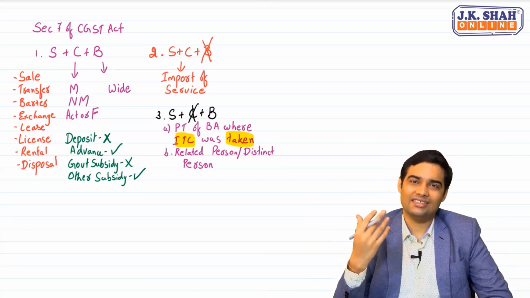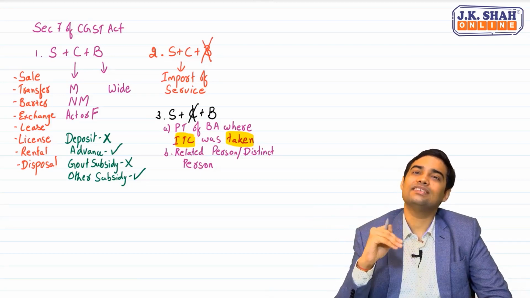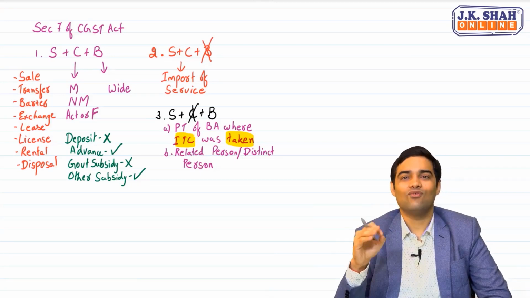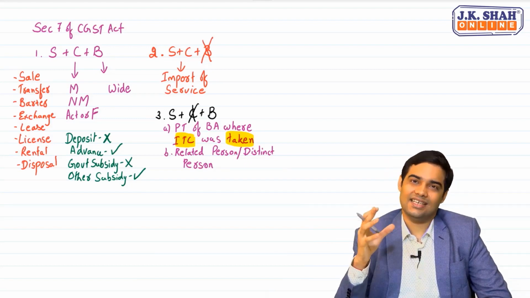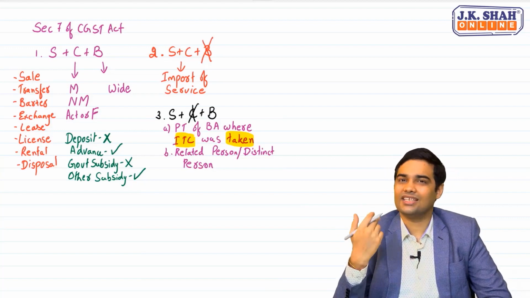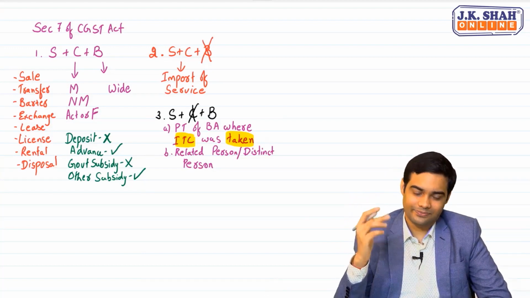And then the last instance is distinct person. Branches which are required to register separately or are registered separately, for each registration they would be regarded as distinct persons. Again, this would be a case of supply without consideration and GST would be applicable.